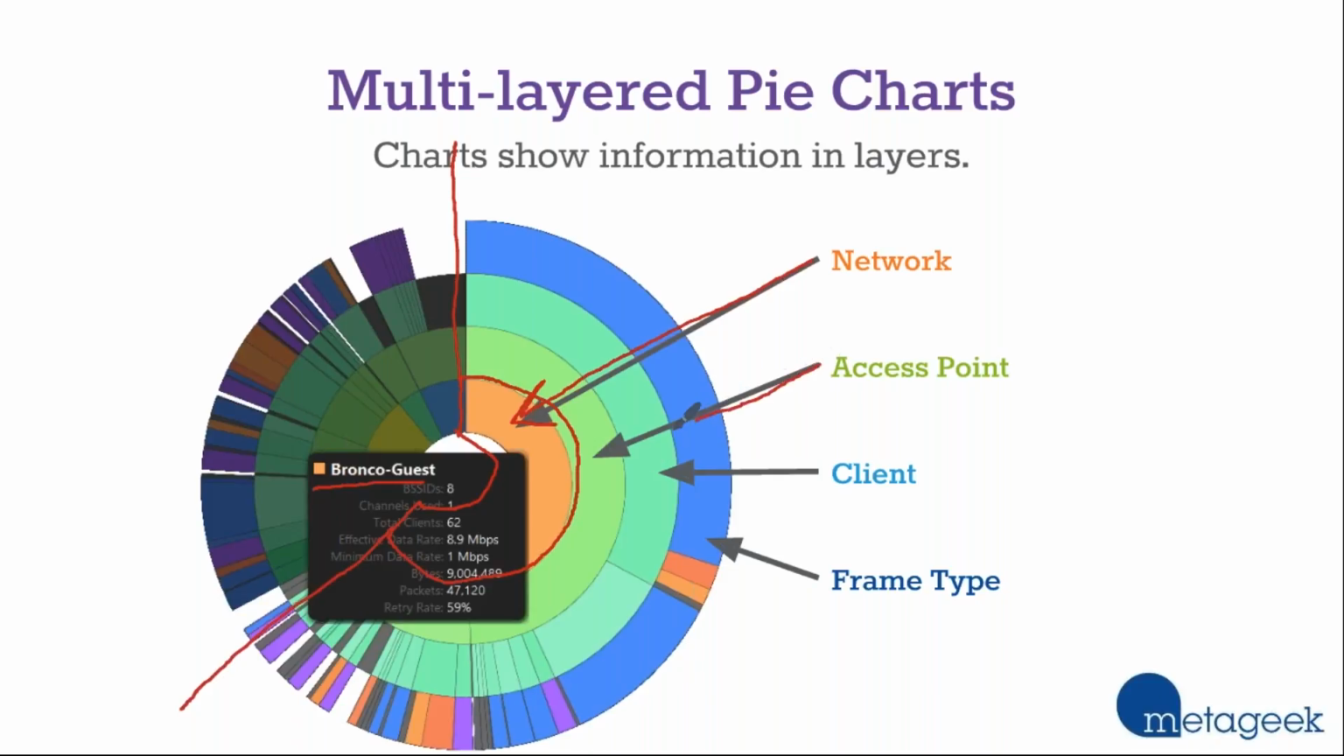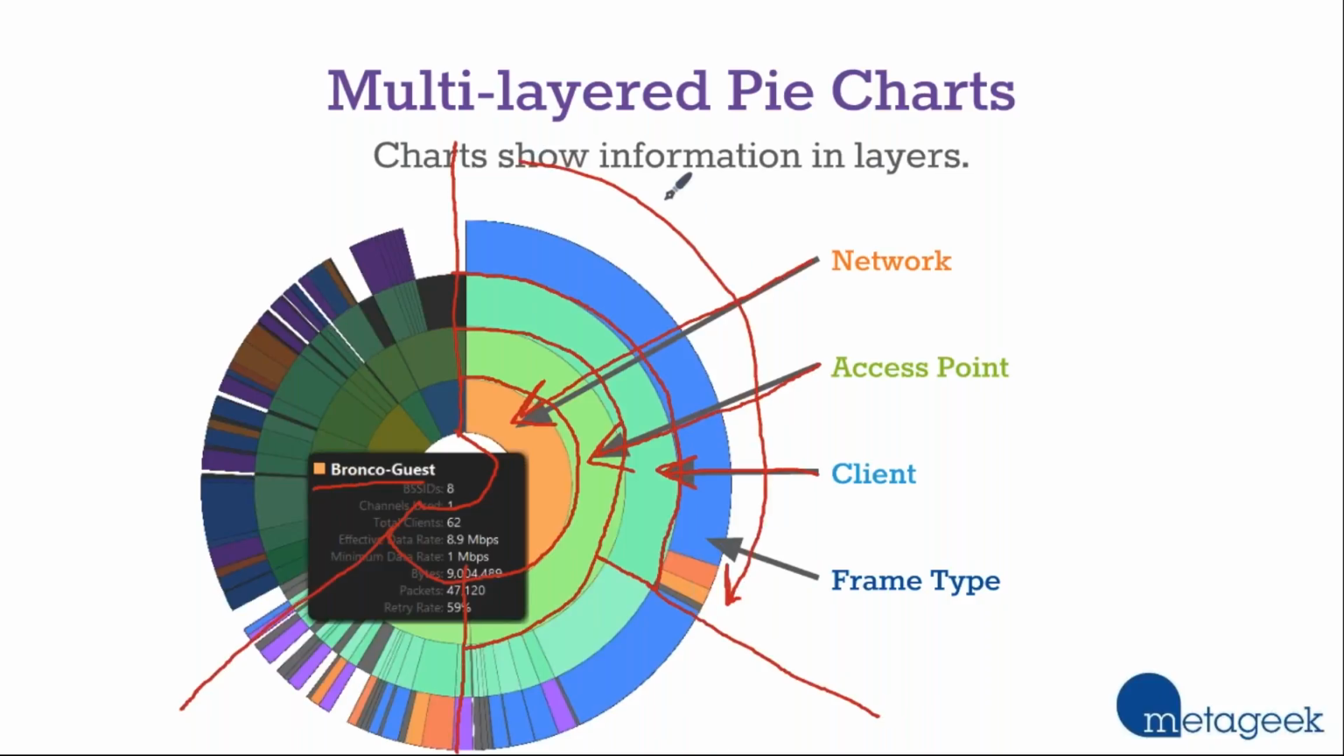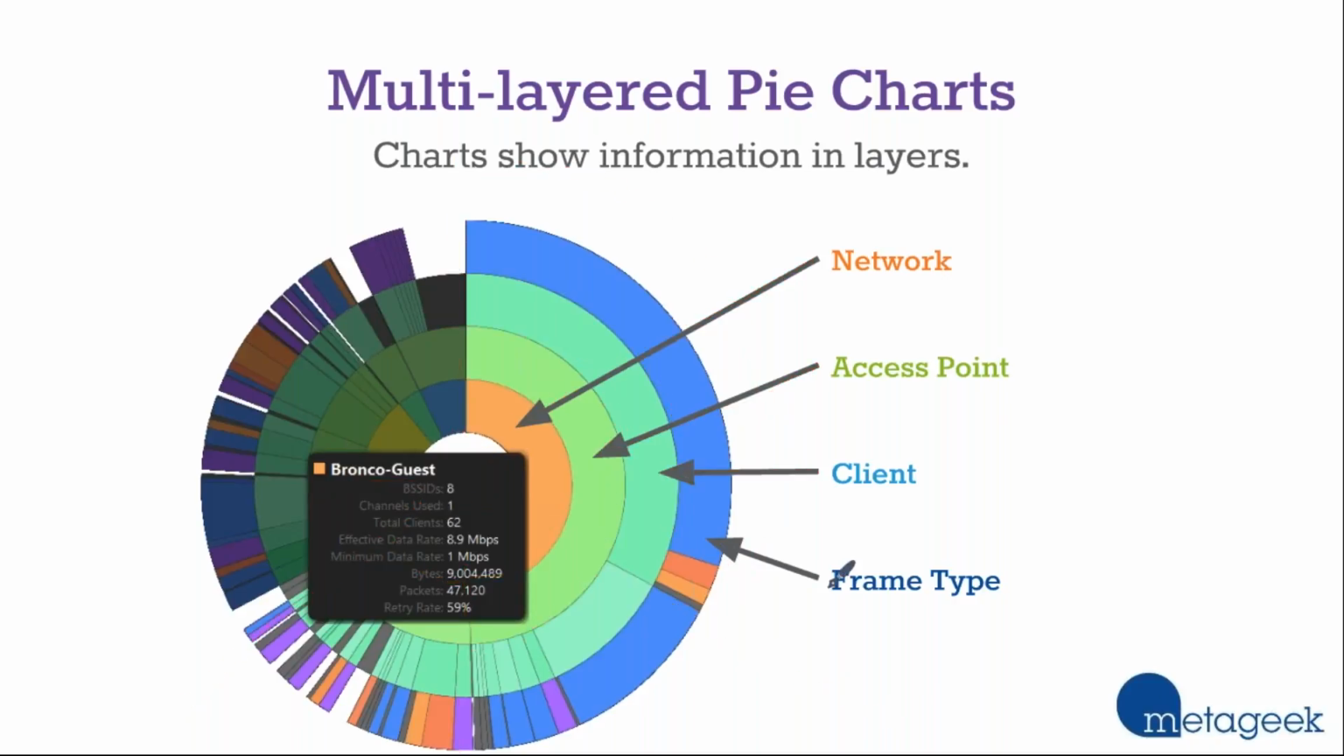Now, we can have multiple access points that are part of one network, and so the next layer breaks it down by access points. We can see there's this one access point here that used up about half of the airtime on the channel. The next layer out indicates our client devices. How much time did our client devices use? And we can see that this particular client device used up about 1/3 of the total amount of time on that channel. Now, the final ring on the very outside shows us what type of frame that it was.